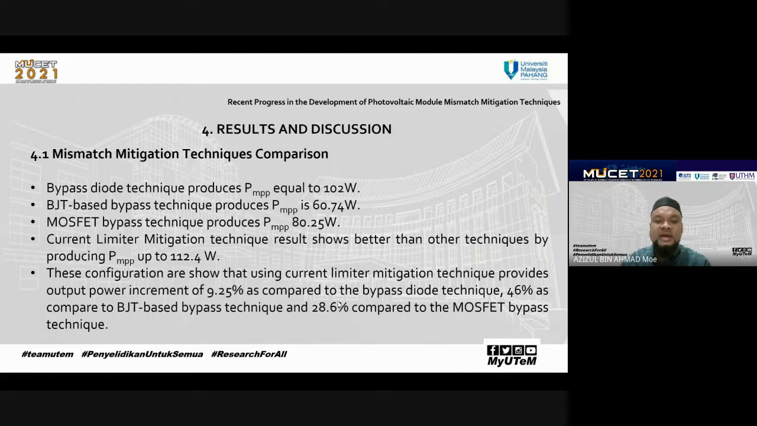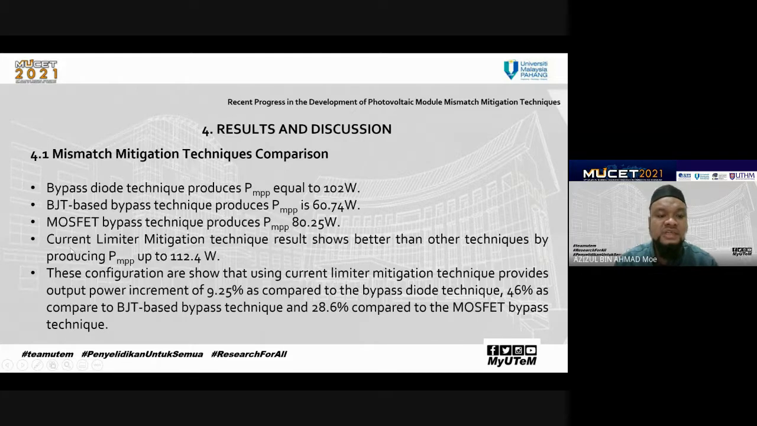As a result and discussion, the bypass diode technique produces a maximum power point equal to 102 volt. By using the BJT-based bypass technique, the maximum power point is 60.74 watt. By using the MOSFET bypass technique, the maximum power point is 80.25 watt.